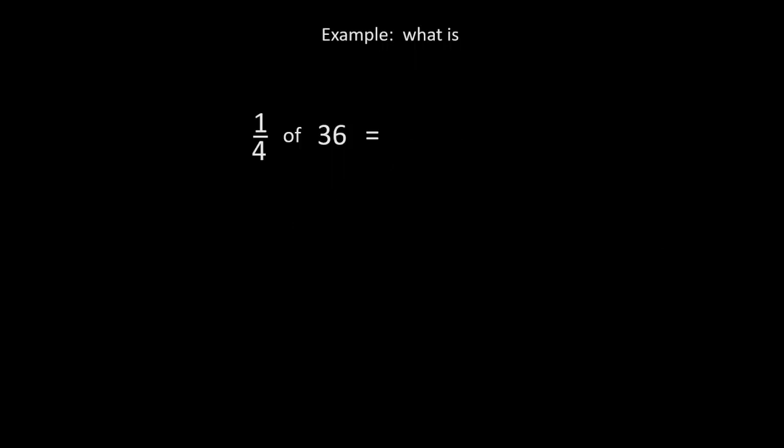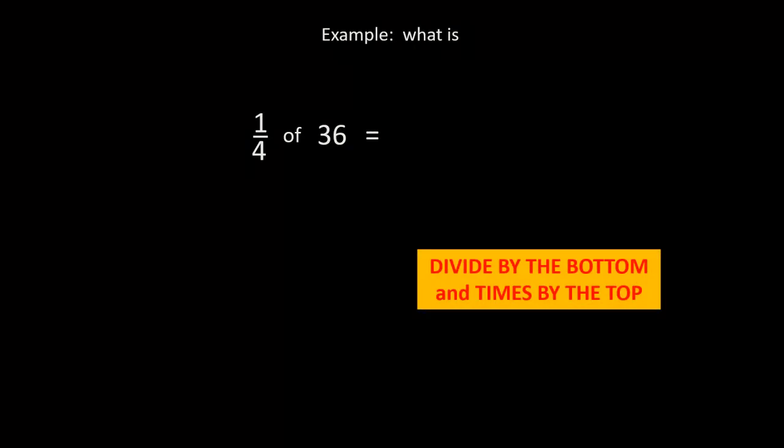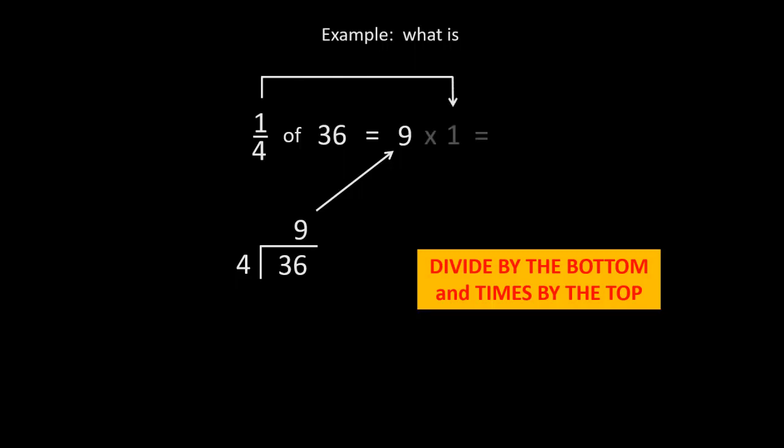Let's have a look at one more example then. So what is 1/4 of 36? Remember the method is divide by the bottom, times by the top. So we do 36 divided by 4. How many 4s in 36? 9. And there we go. So times by the top, and that doesn't really do much this time, does it, when we're finding one of any fraction? 9 times 1 is 9. So 1/4 of 36 is 9. And it's all there in that little red and yellow box. Divide by the bottom, times by the top.